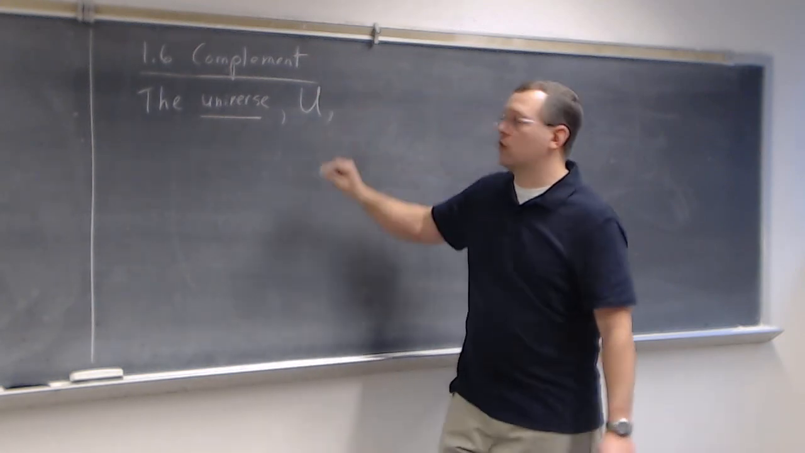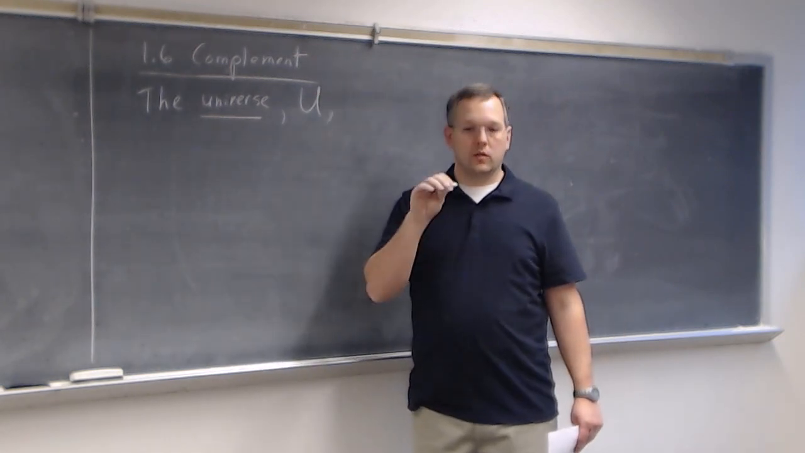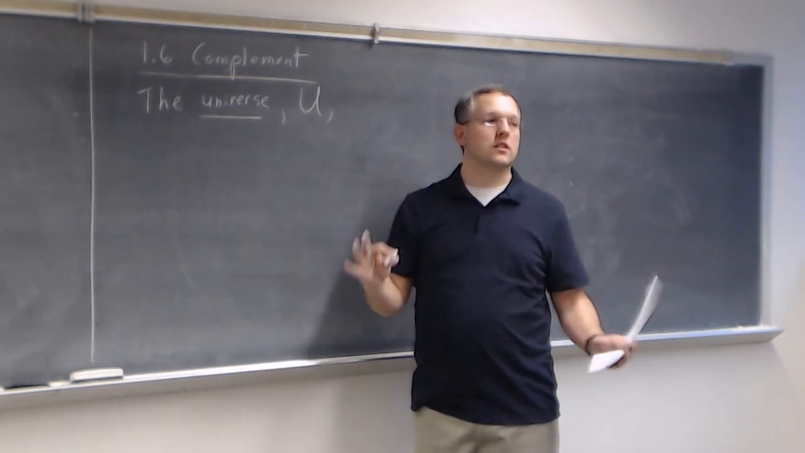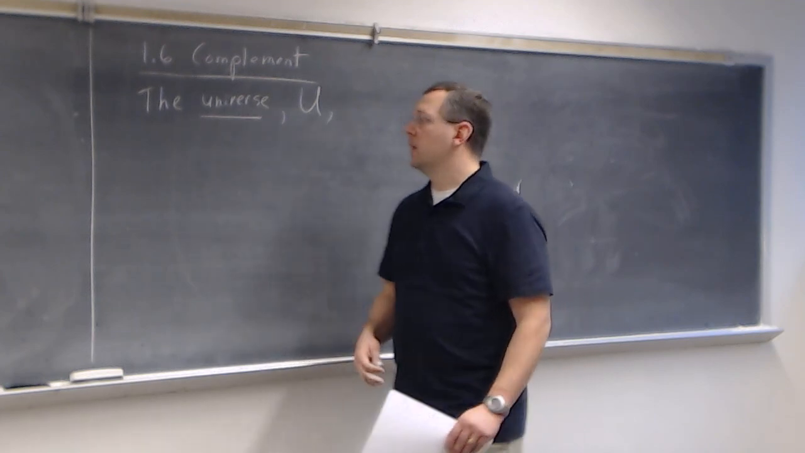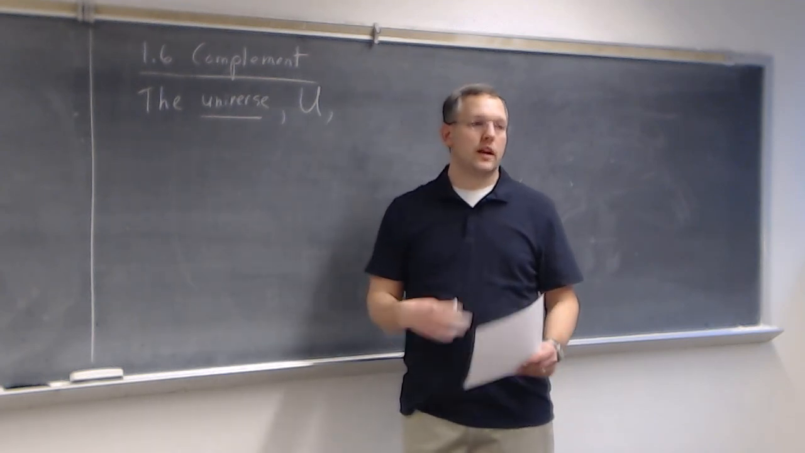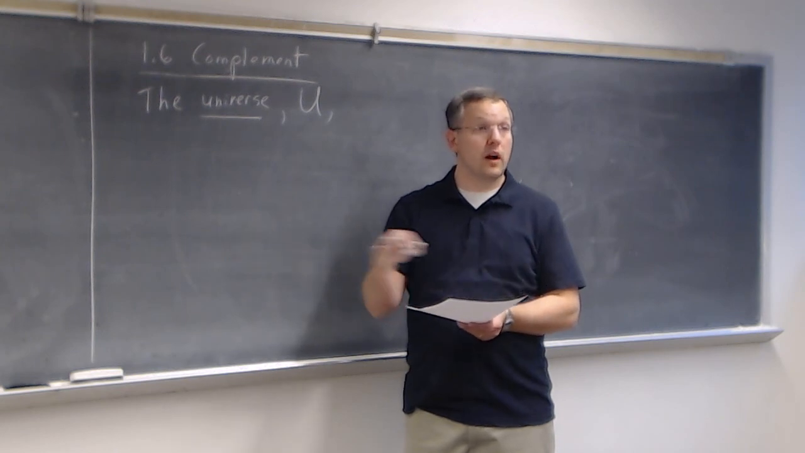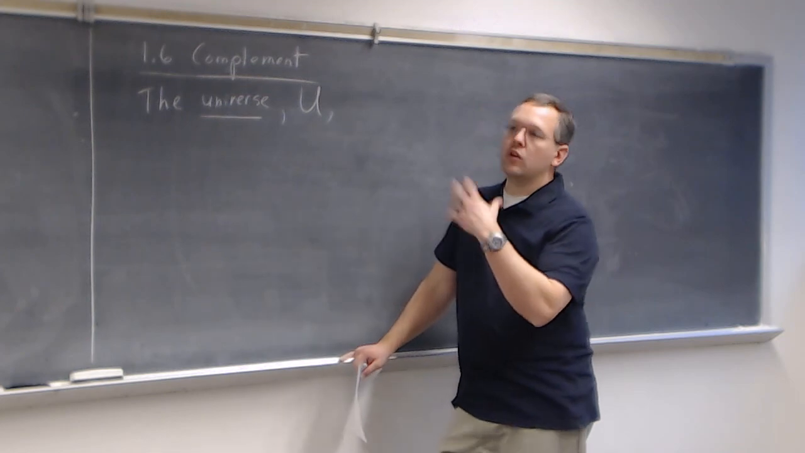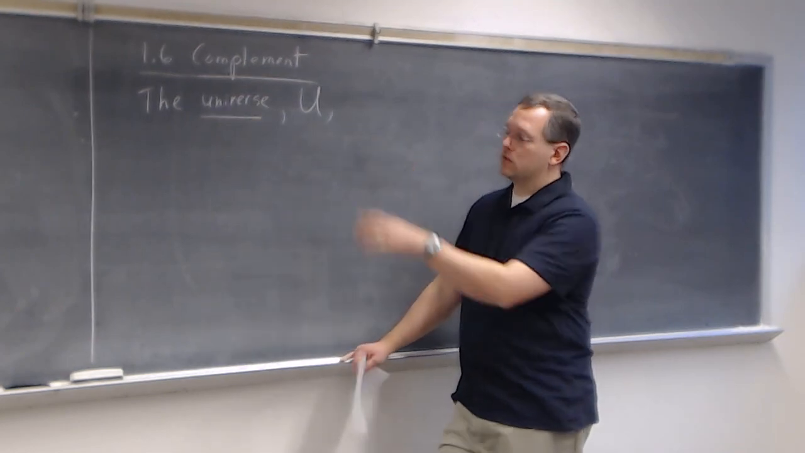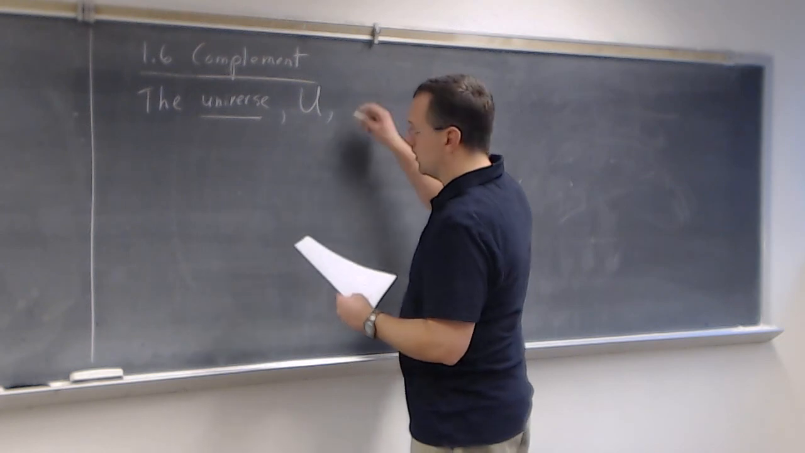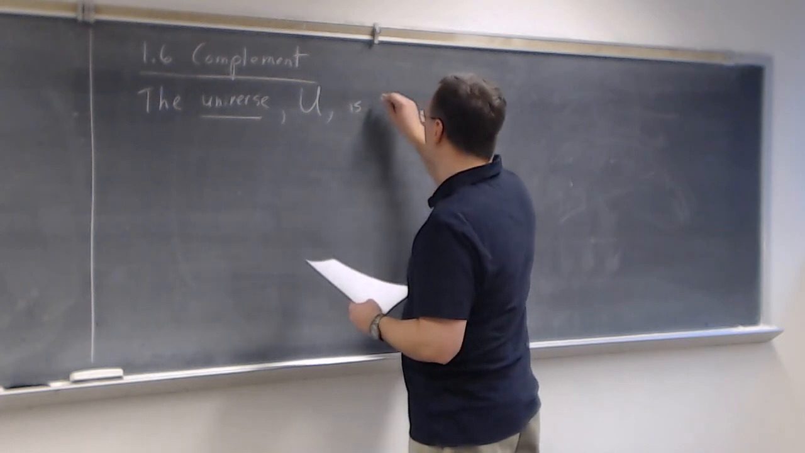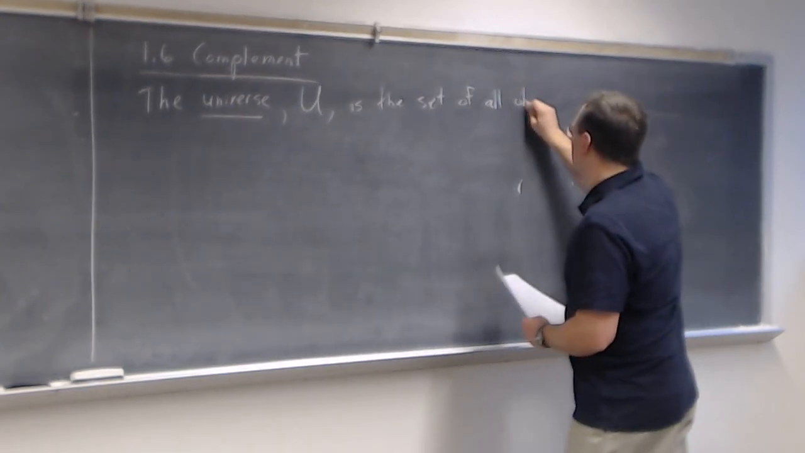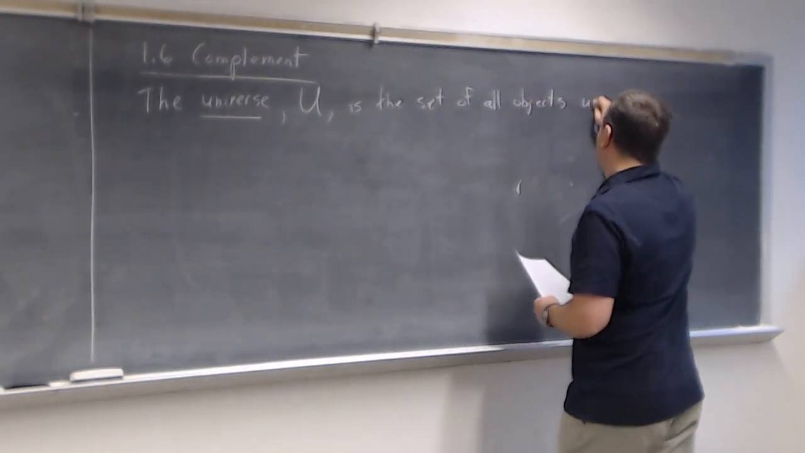All right, so let's talk about the universe. When we talk about sets, the universe is usually implied. It's the set of all the things you're considering at the time. When we talk about intervals, for example, we usually think of them as subsets of the real line, the real numbers. So the universe is usually implied to be the real numbers. The universe, usually denoted by a capital U, is the set of all objects under consideration.